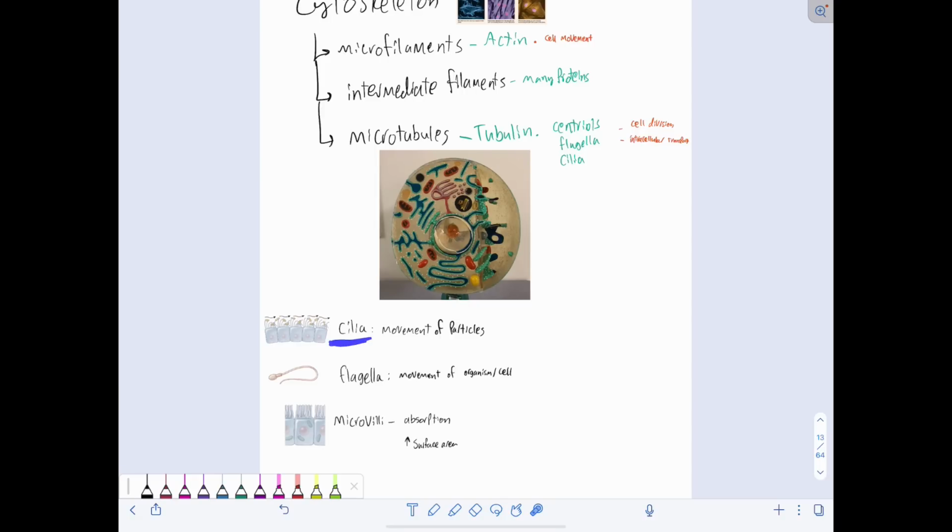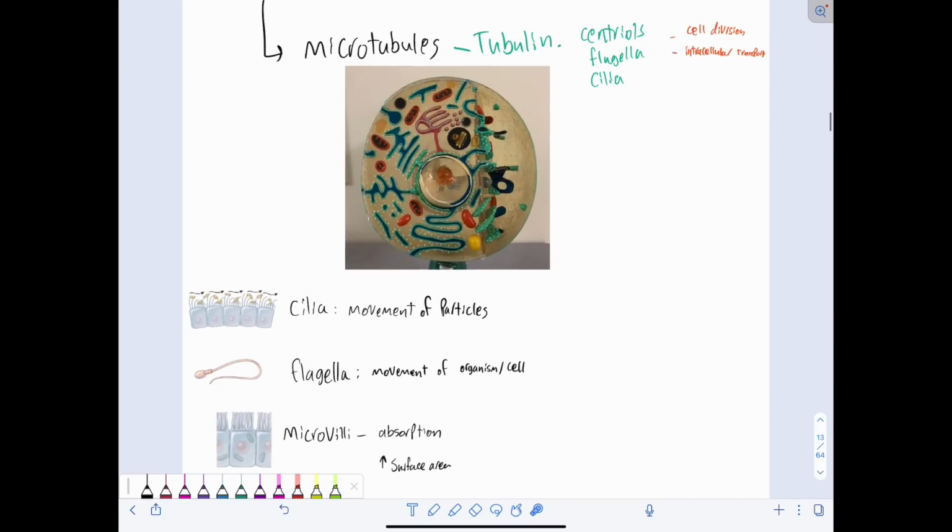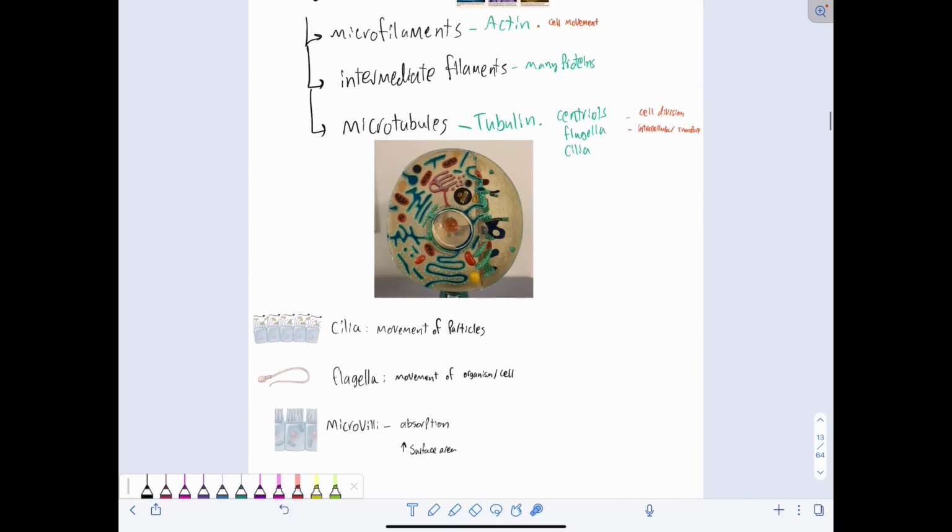Cilia are hair-like structures in the trachea, and all they do is move debris or small particles that are not supposed to be there up from the trachea into your mouth, so that you can either swallow it or spit it out. Okay, so that's the job of cilia. They move in a very synchronized wave pattern and push something up.